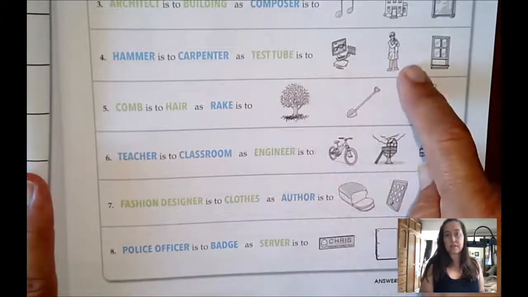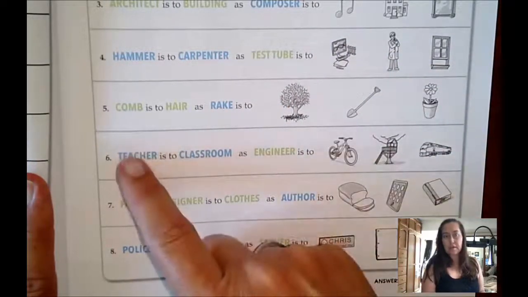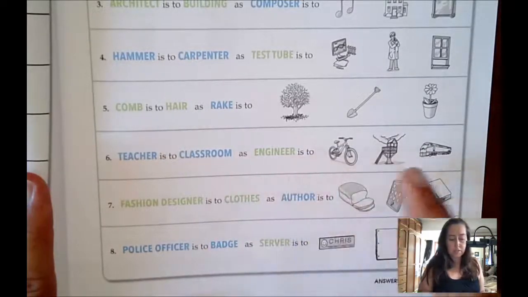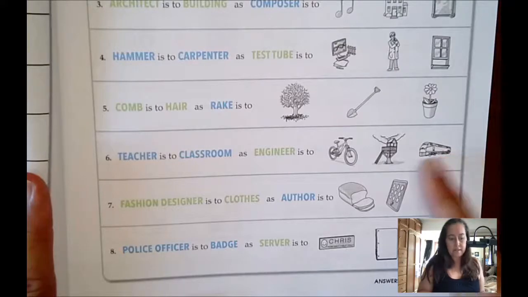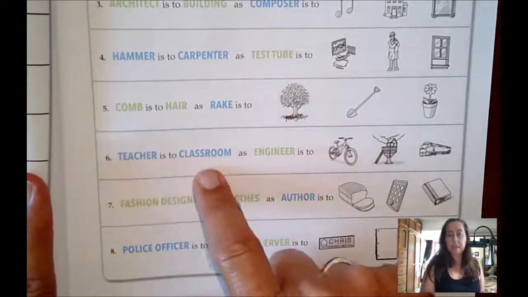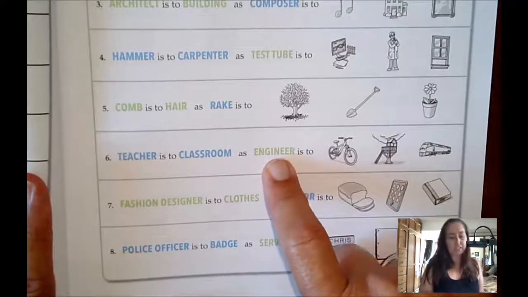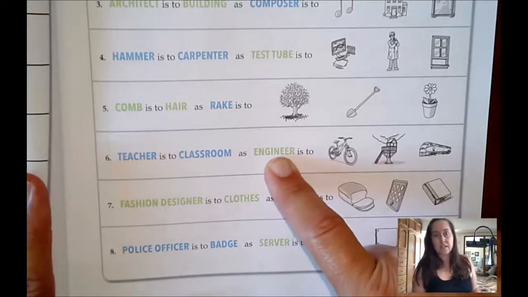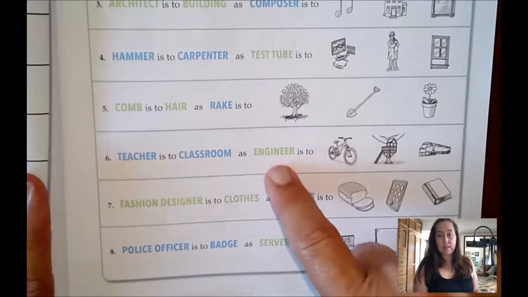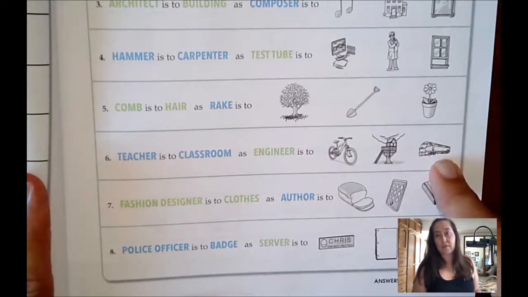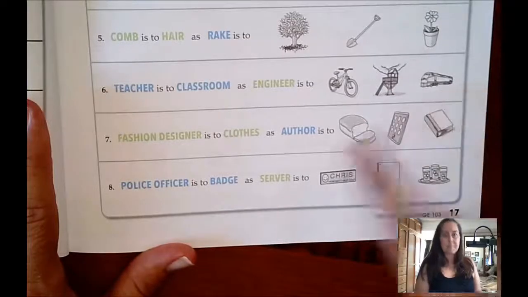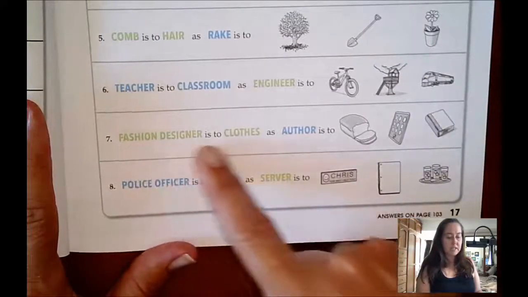Here we are for number 6. Teacher is to classroom, as engineer is to number 3, train. Now, a teacher works in a classroom. An engineer, there's different kinds of engineers, so this one was kind of tricky. I had an uncle who was a train engineer, and that's the name of the driver of a train. Like the pilot of a train is an engineer. Number 7, fashion designer is to clothes, as author is to number 3, book.